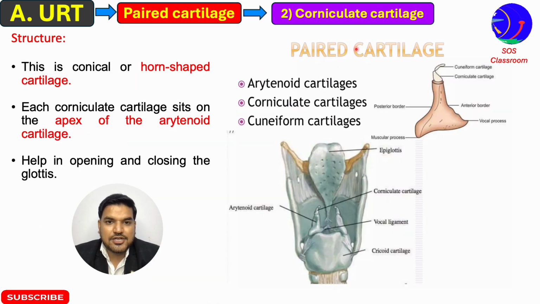The next cartilage is the corniculate cartilage. The corniculate cartilages are horn-shaped cartilages. Okay, first of all, you can see the structures. Again, I am repeating.